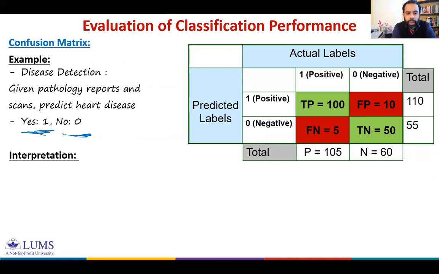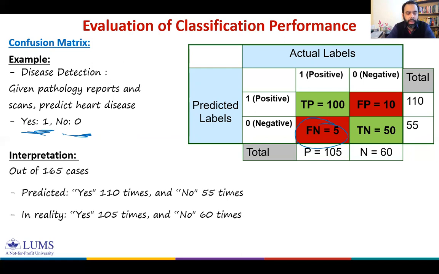And how do you interpret true positive? Out of those 105 that were labeled as diseased patients, your model could predict 100 as diseased, but your model could not predict 5 out of those 105 as diseased people. So you say your model predicted yes 100 times and no 55 times. In reality, yes is 105 times and no is 60 times. Sorry, hang on. It's all good. I hope this is clear.